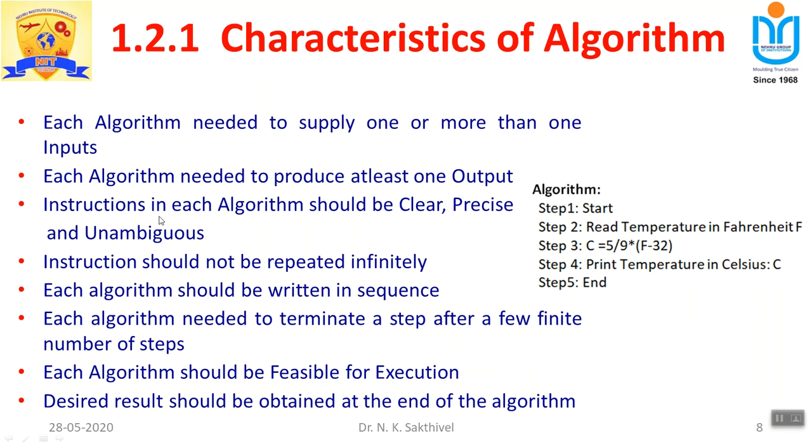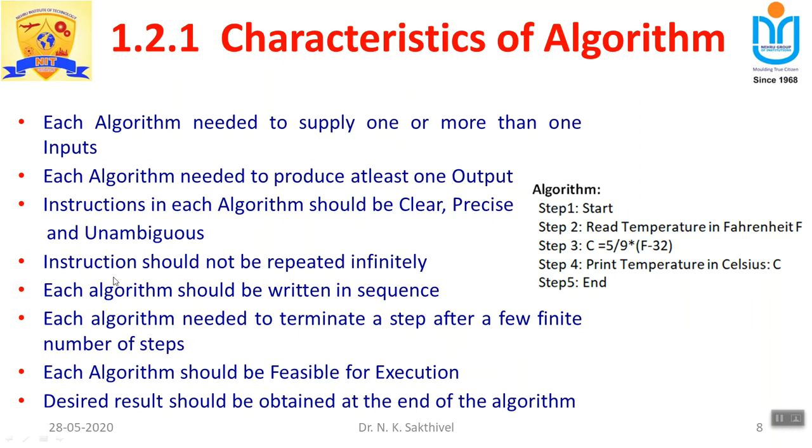The third point is that instructions in each algorithm should be very clear, very precise and unambiguous. No confusion, very clear input and precise, clear-cut message, exact information. That is what the algorithm should explain. For example, read step 3: C equal to 5 by 9 into F minus 32. It is precise, very clear and unambiguous. Unambiguous means no confusion, no mistake. So that is the characteristic.